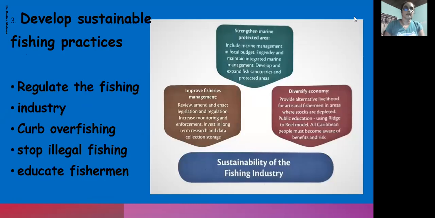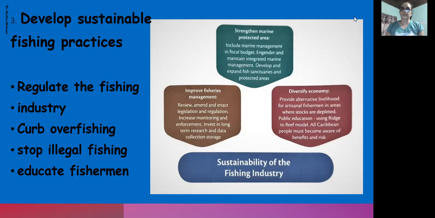The third one is we want to develop sustainable fishing practices. So we want to regulate the fishing industry. When we regulate the fishing industry, we want to make sure that you don't have overfishing, that you don't have illegal fishing. You want to educate the fishermen on the value of the reefs. Okay, and this little diagram there shows sustainability of the fishing industry.